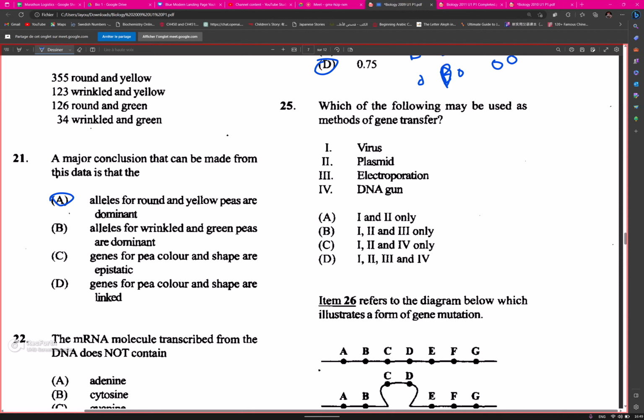So 1, 2, I would say 1, 2, and 3 probably. But the gene gun specifically, what is the gene gun used for? Okay, so it's a delivery system. So I would believe that if it's a gene gun they're referring to, then yeah. If they're not referring to a gene gun, then B.